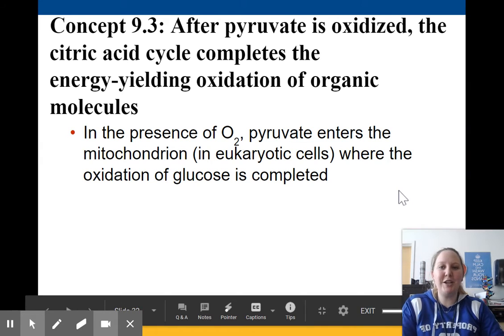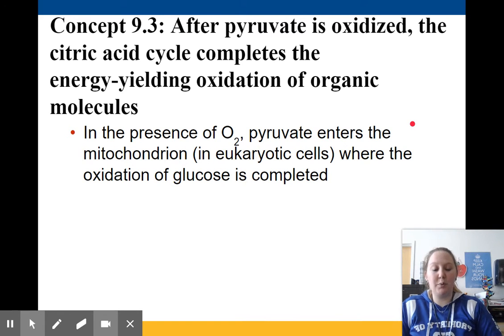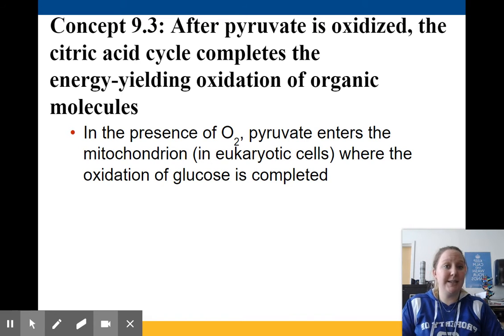Hi guys, so today we're going to be talking about the citric acid cycle or the Krebs cycle, and this is chapter 9.3. Once pyruvate has been oxidized in glycolysis, broken down from that molecule of glucose into two molecules of pyruvate, it can then get ready to enter the citric acid cycle, which completes the energy yielding oxidation of all organic molecules. This can only happen in the presence of oxygen, which means it's an aerobic respiration process. Pyruvate enters the mitochondria now that it is small enough, where the oxidation of glucose gets completed.